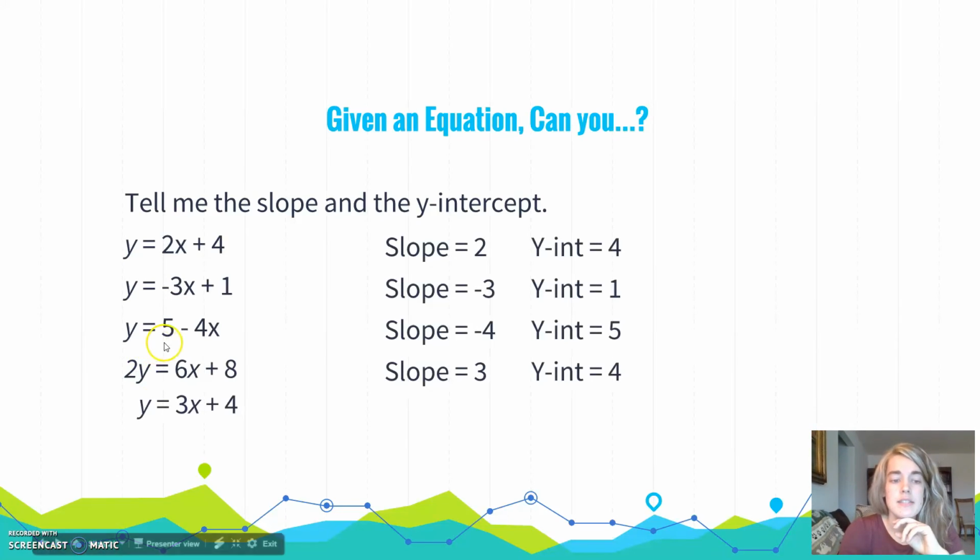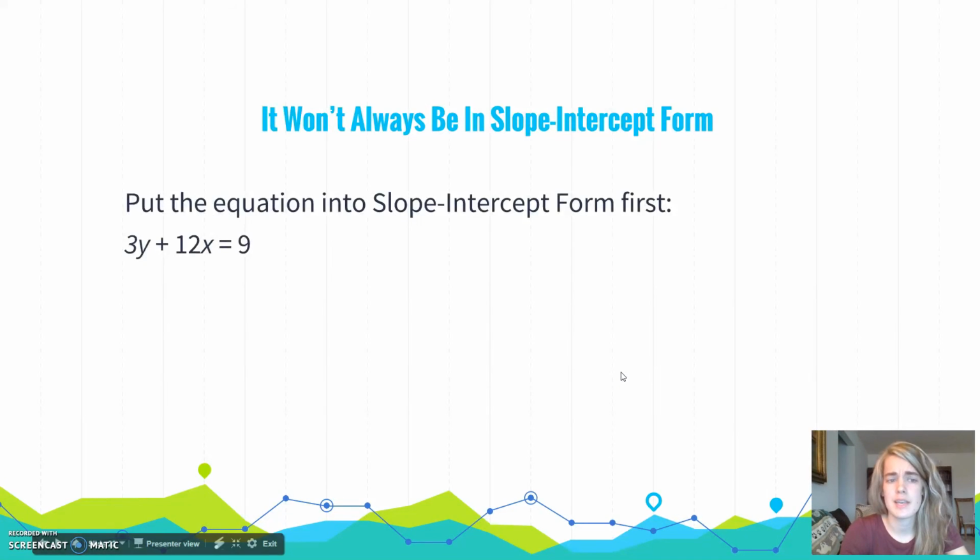When that happens, the 6x turns into 3x, and the 8 turns into 4. Dividing by 2 does that. 6 divided by 2 is 3. 8 divided by 2 is 4. So that's how I got a slope of 3 and a y-intercept of 4. I just have another example like that.